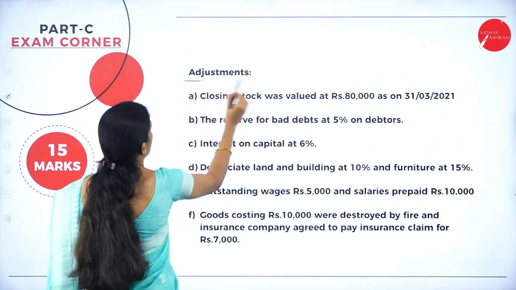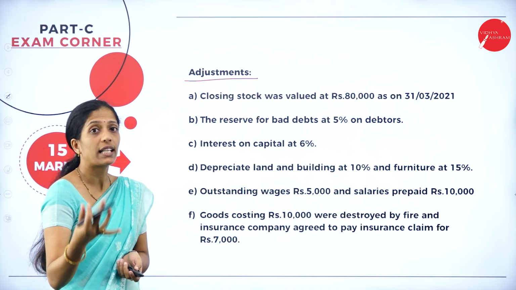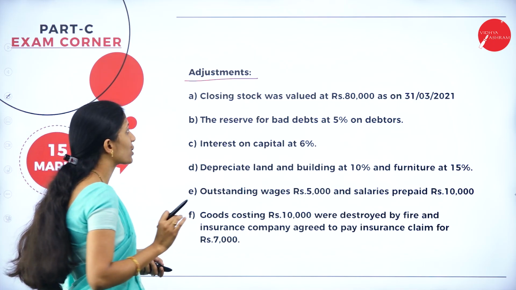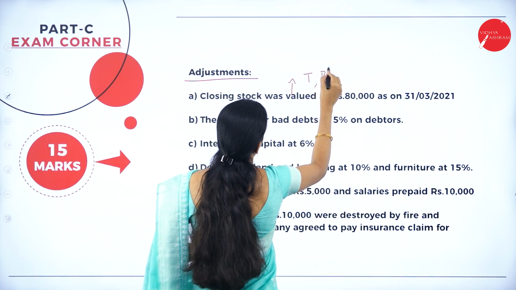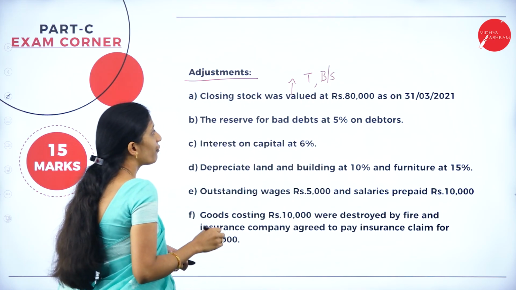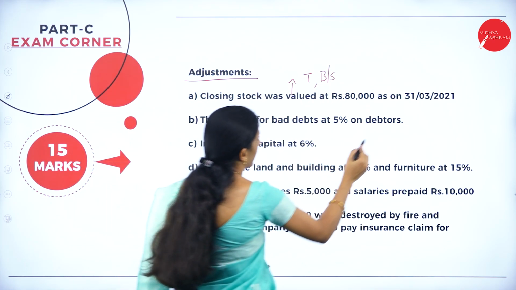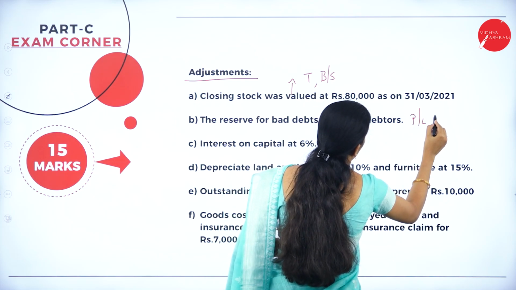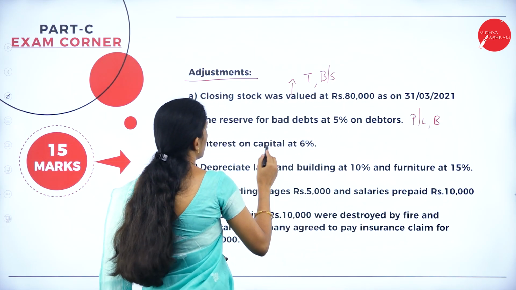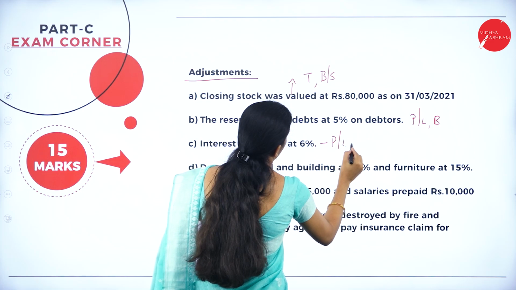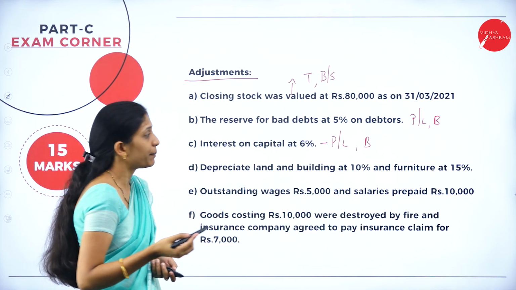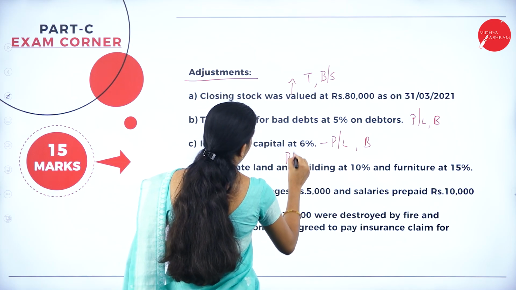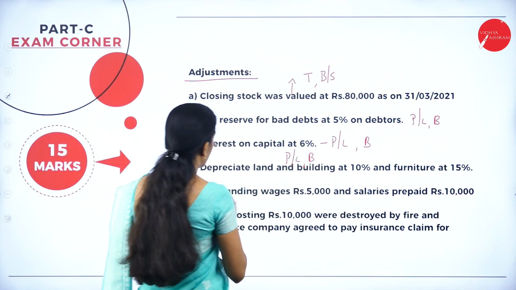Next, they have given certain adjustments. So, all the adjustments should come twice in your solution. So, closing stock will record in trading account and in the balance sheet. Reserve for bad debts: once in P&L account and once in balance sheet. Interest on capital, P&L account and balance sheet. Depreciate land and building: this also in P&L account and in balance sheet.